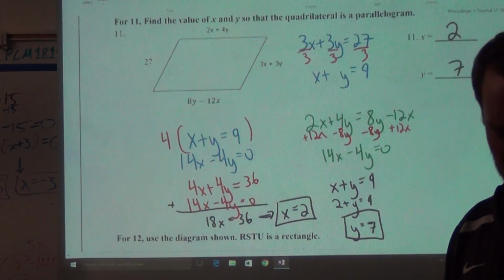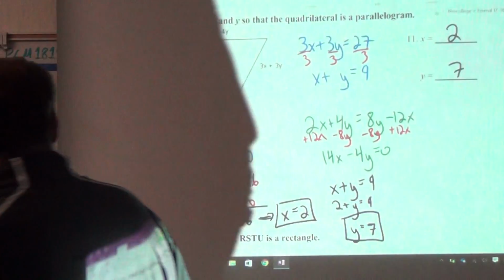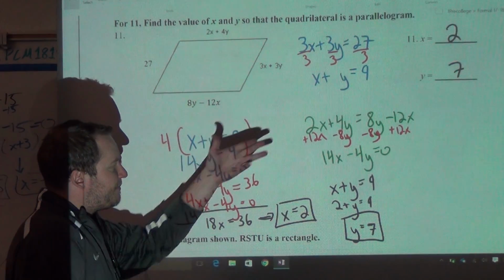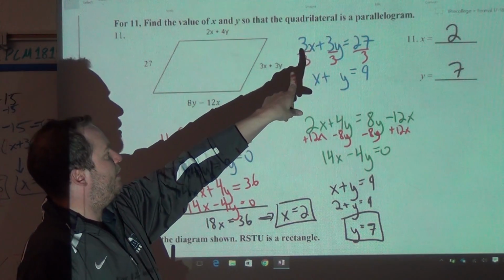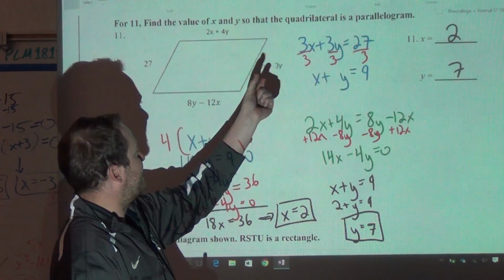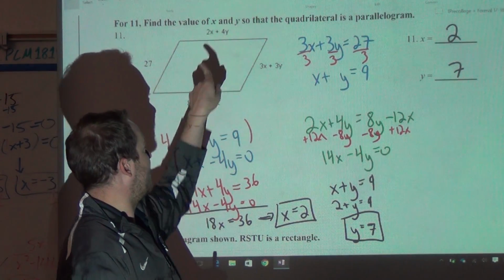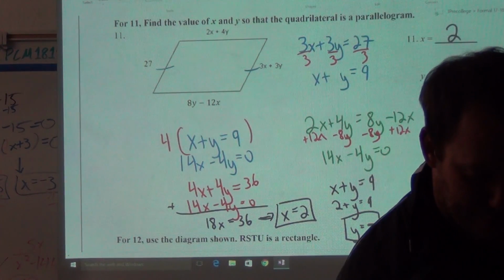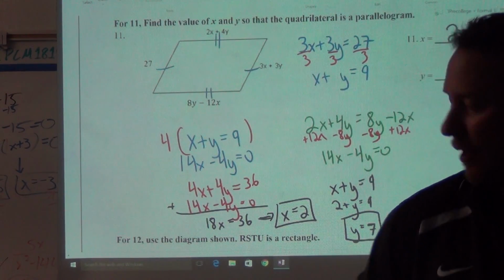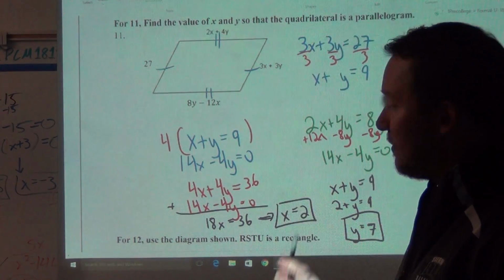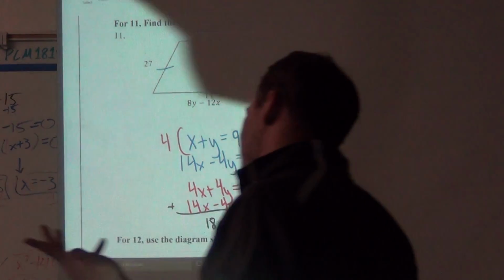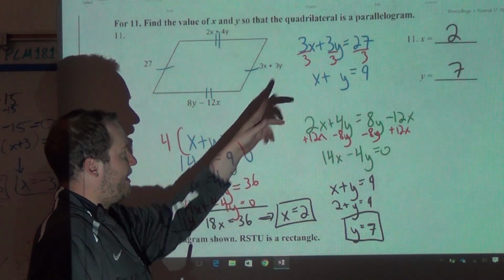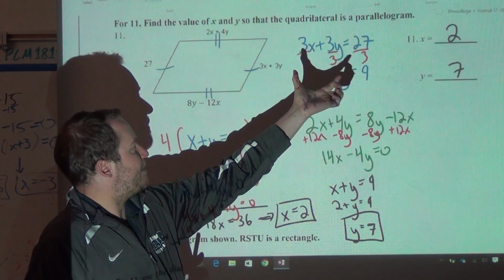Number 11. Again, this time we're going to embrace the system. I've solved this maybe in a way that you wouldn't think to. I've taken the 3x plus 3y equals 27 because these sides are congruent, as well as the top and the bottom. And I've divided everything by 3 to make it just a little bit easier to work with. You can do this if they all are divisible by the same number. You could do it if they weren't divisible by the same number, but it wouldn't be useful. You want to get nice, clean coefficients. So this makes it a little more simple.